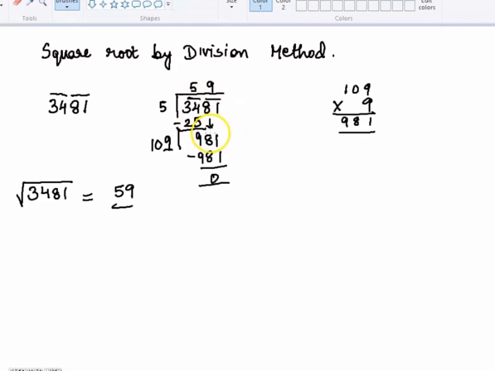Now what if this was not a perfect square? In that case the remainder will not come as 0. So let's take another example and see that. So let's take 1989. This example I am taking, and let's try to find the square root of this. So the first step is to group the numbers. 19 is one group and 89 is another group. Then we will divide. So 1989.